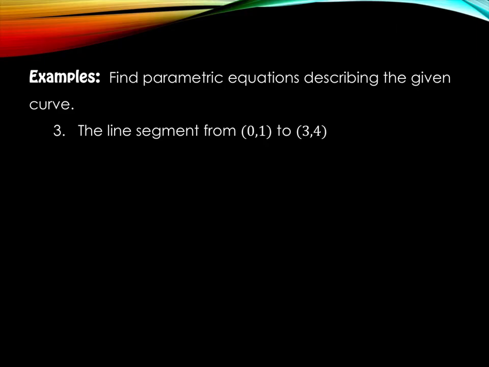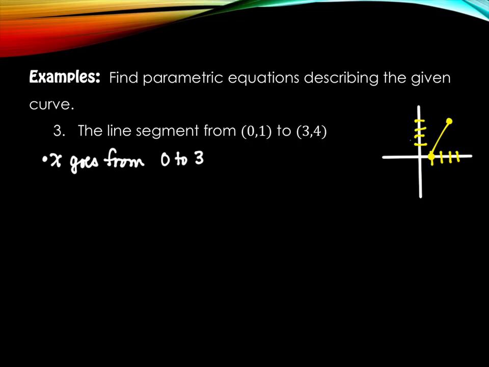We could graph this really easily, right? It's going from 0, 1 to 3, 4. This is the line segment I'm trying to parameterize, right? That's my goal, to take that and put it into parametric form. So I want to describe how we can do that in order to make that happen. The first thing that we're going to describe is what x and y are doing individually in terms of the points. So x goes from what number to what number? 0 to 3. All good with that? We're going to do the same thing for y in a minute. x goes from 0 to 3.